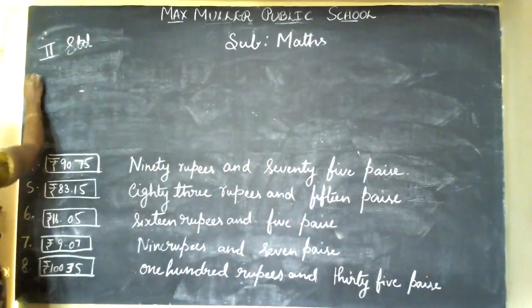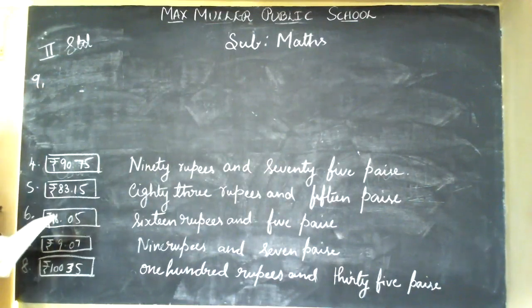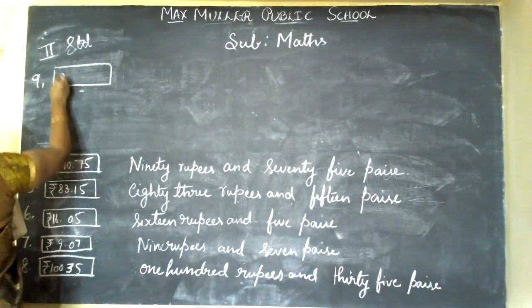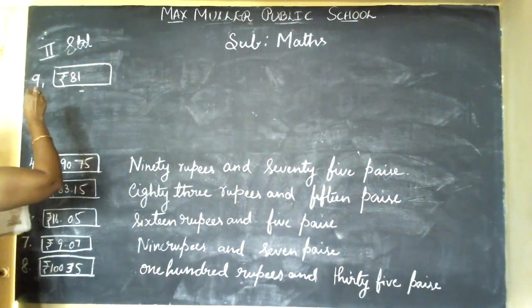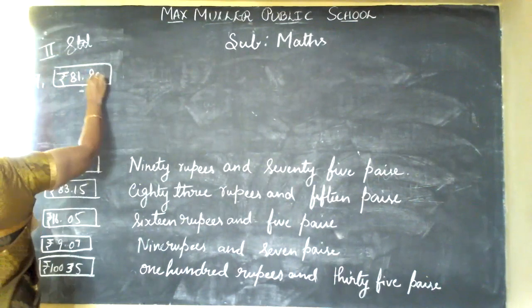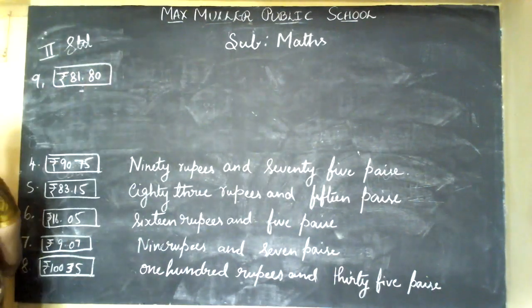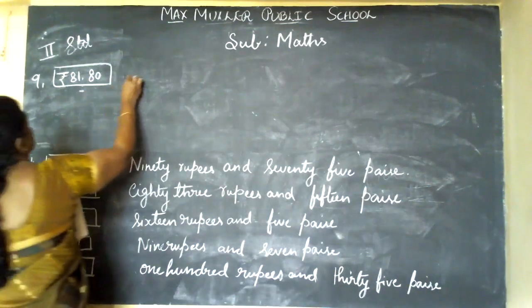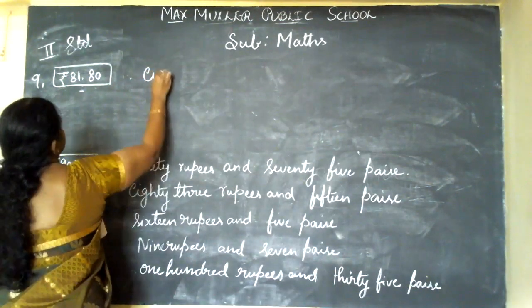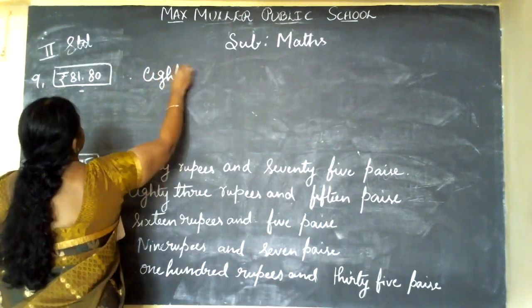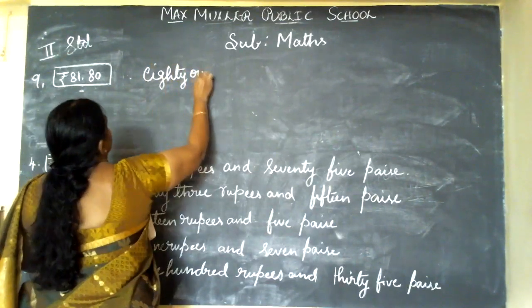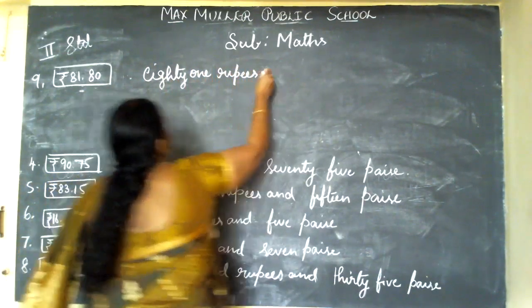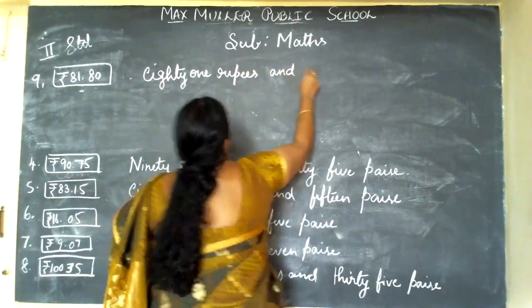Ninth one. Rupees 81, 80 paisa. See, 81 means eighty-one. 81 rupees and 80 paisa.